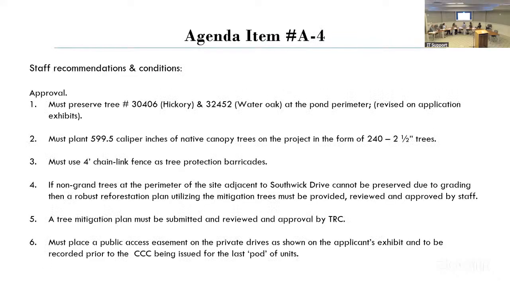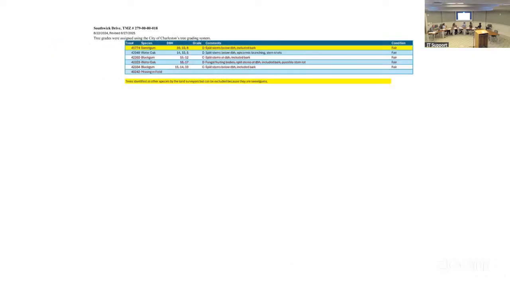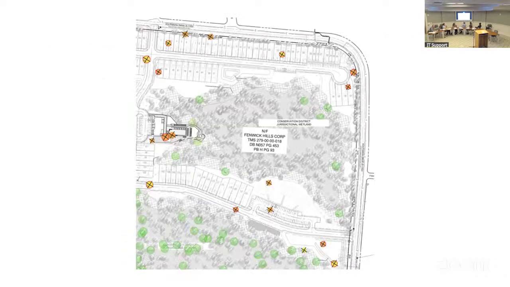So staff recommended approval last month with the condition to save 30/40/406, which is a hickory, and 32/452, which is a water oak. And those were on the south side of that pond in the lower left. I didn't see any hardship or special exception needed there. So they did remove those from the removal list on their exhibit, which I'll explain here in just a minute.